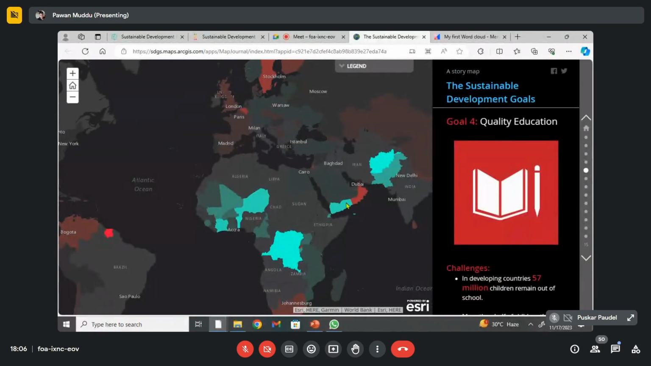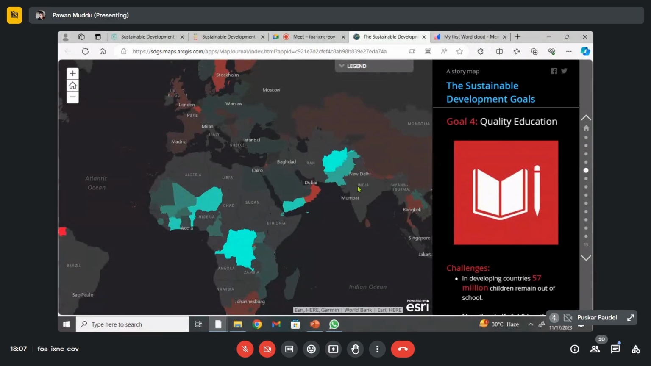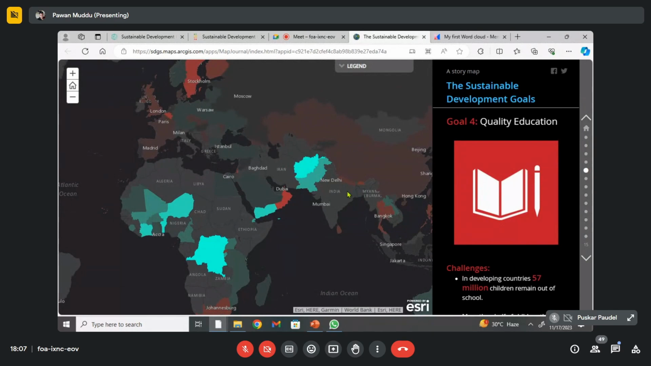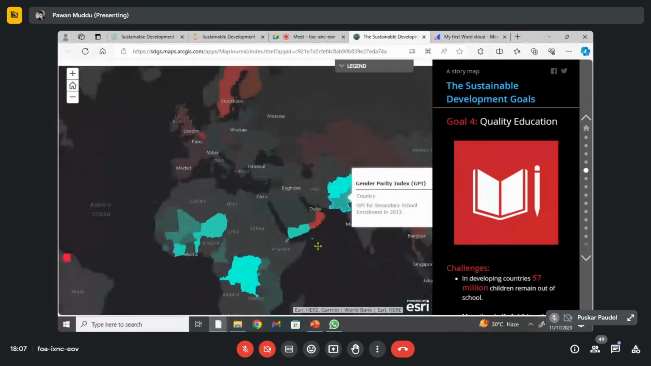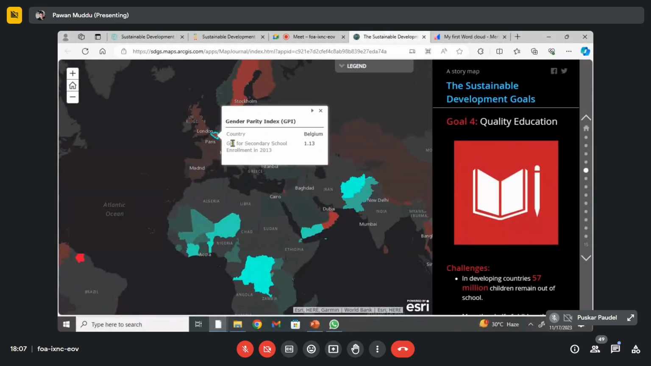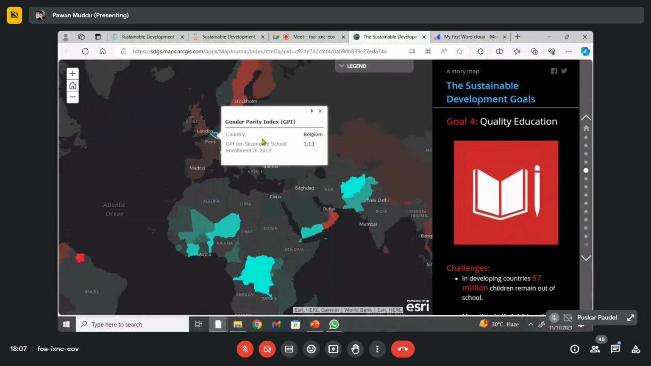Goal number 4 is quality education, and that's where GRED Foundation helps, because I represent that, I'm an employee of that organization, right? And you can see here that this is visualizing the parity within it. So if I click on, let's say, Pakistan, I can understand that the secondary school enrollment is 0.73, which is not so good, right? And if you come to areas like, let's just see, the Western world, like Netherlands, or Belgium, neighboring to Netherlands in the Benelux region, they have a very good enrollment rate of 1.13.